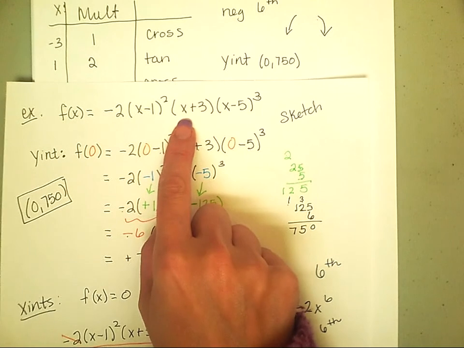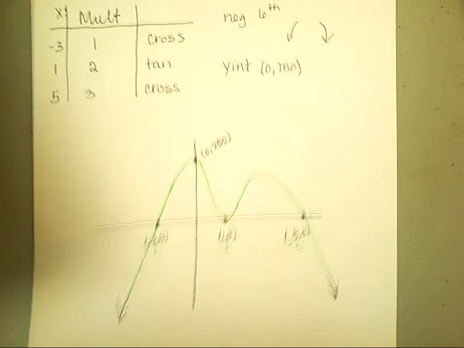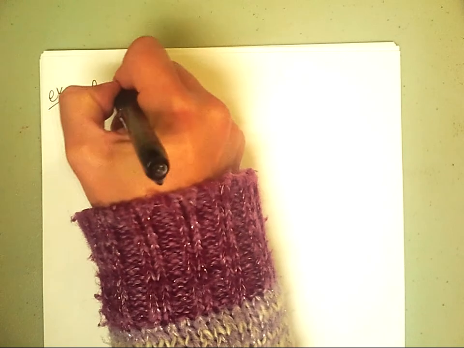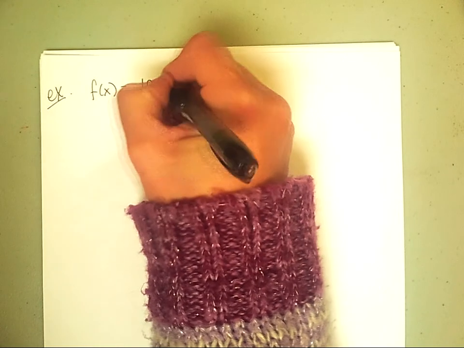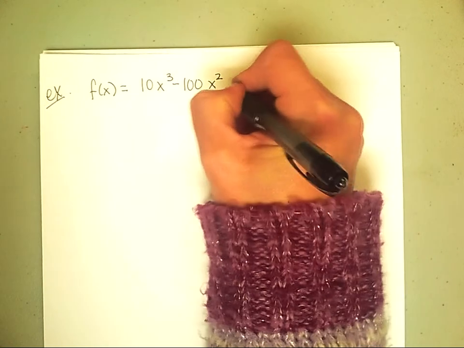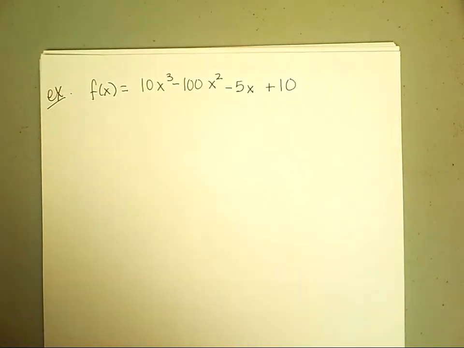Okay, so when it's in factored form, everything comes across very easy. We can just do a little bit of manipulations and answer it. Okay. Let's do one more where the function we're given is not in factored form. So for example, if we have f of x is equal to 10x cubed minus 100x squared minus 5x plus 10.